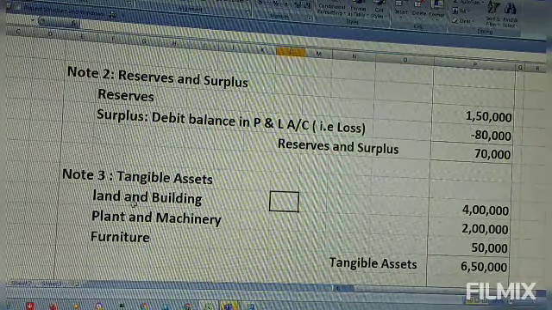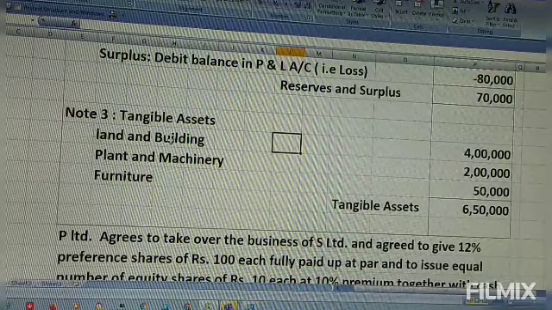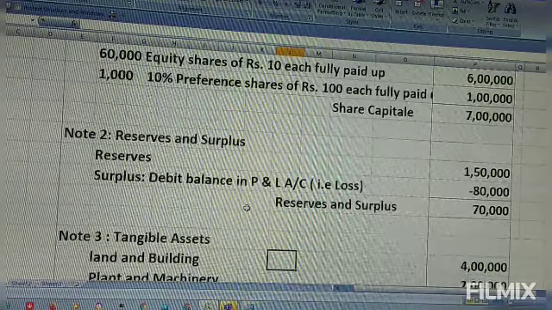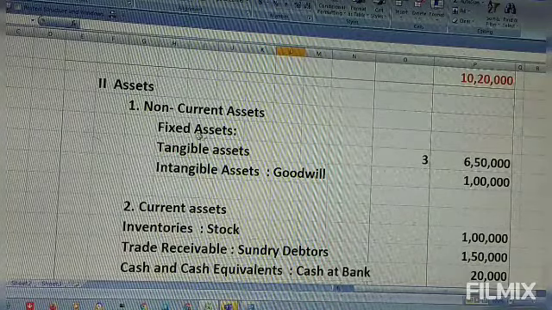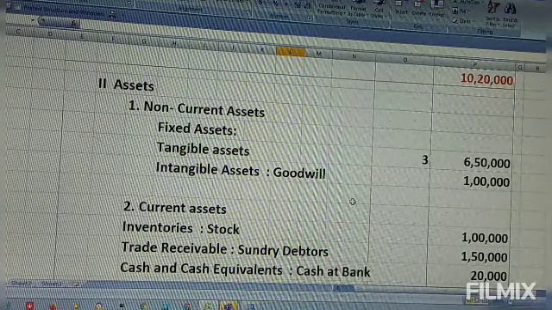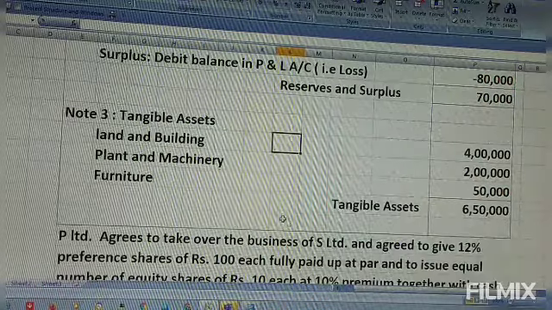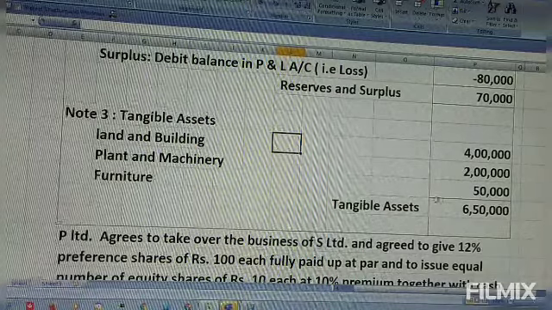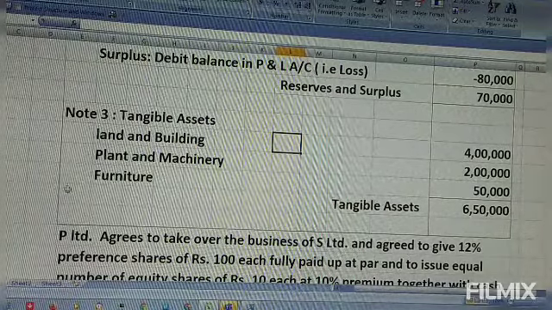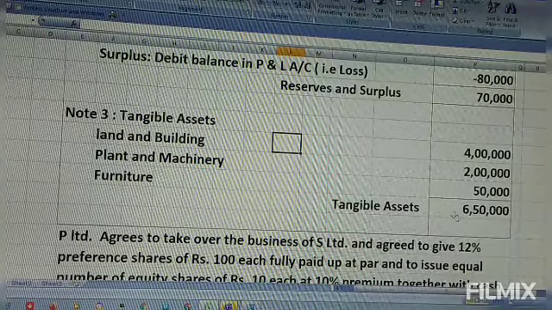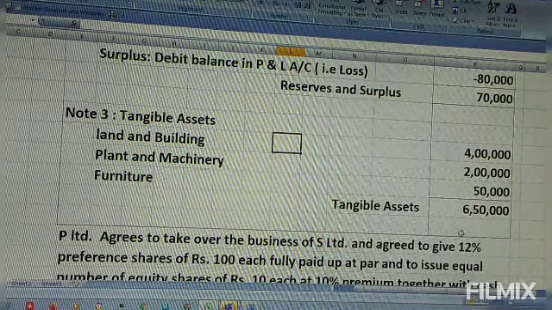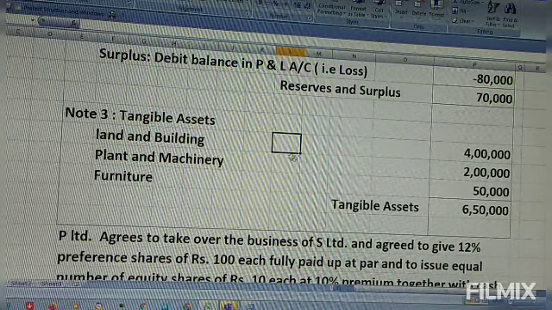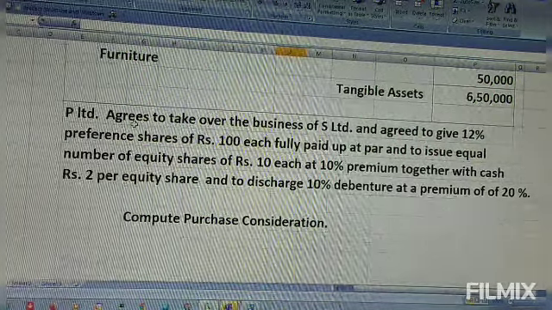Okay, now we'll go for note number 3. Note number 3 is meant for tangible assets. You can see it is given here in this problem. So what do the tangible assets consist of? Land and building worth 4 lakh, plant and machinery 2 lakh, and furniture 50,000. All these together make 6,50,000. It is the total of tangible assets. Okay, all notes completed. Now we'll go to the problem.